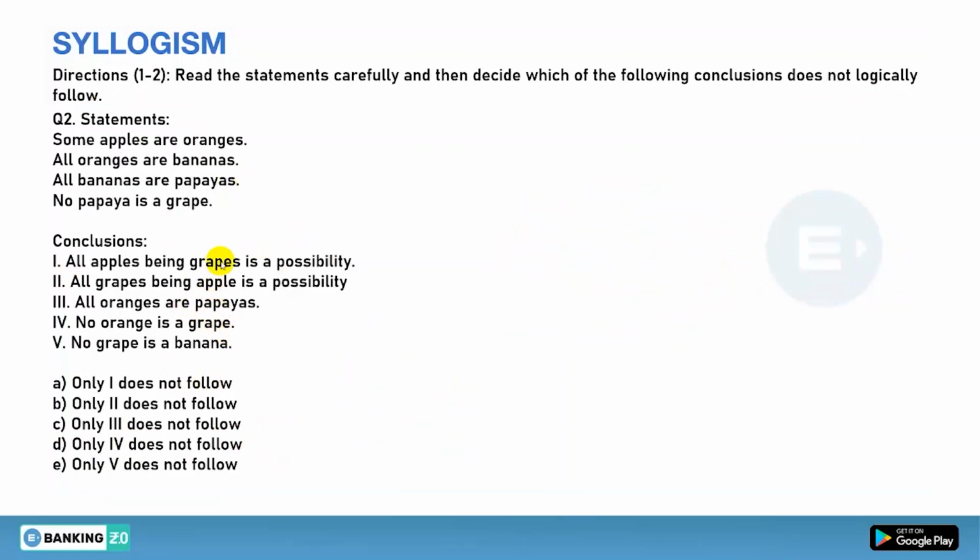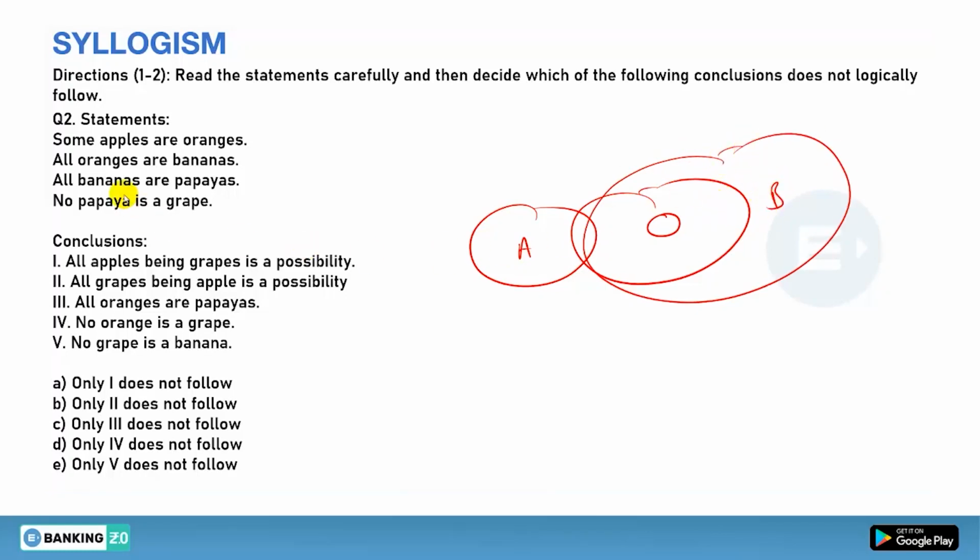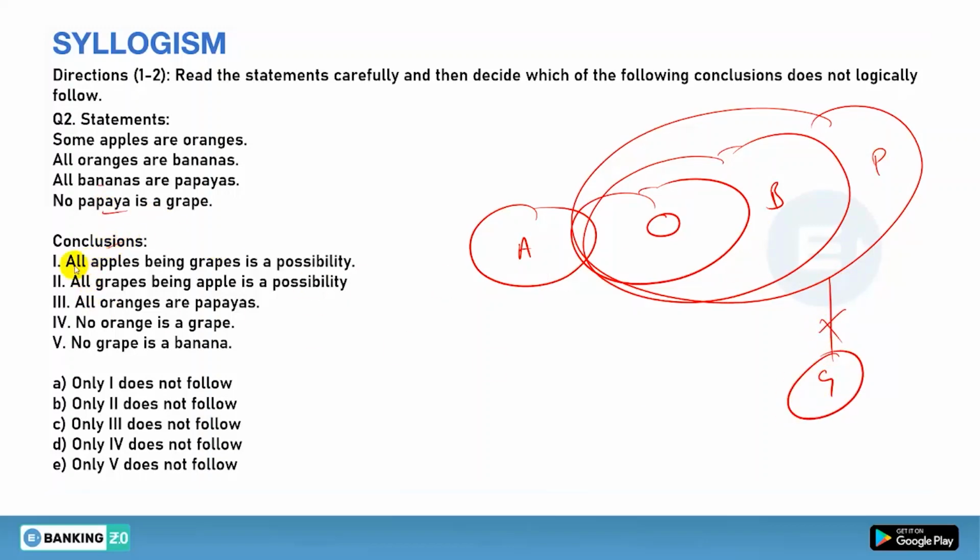Same, we have to find which does not follow. So some apples are oranges, all oranges are bananas, all bananas are papaya, and no papaya is grapes. Done. Now first conclusion, all apples being grapes is a possibility. No. Why not? Because some part of apple is for sure in the orange or in the banana or in the papaya, and no papaya is grapes, so the part of apple which is in papaya can't be part of grapes, so you can't take all apples being grapes as a possibility. There is no possibility for that, that is for sure, so that does not follow.